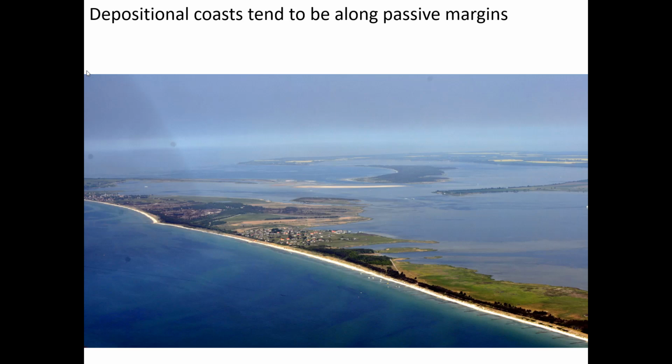Now, the other type of coastline is called a depositional coast, and these tend to form along passive margins. So if you just look at this photo, you notice how different it is. Notably, there aren't any mountains here. These are generally coastlines along gentle terrain far from the mountains.